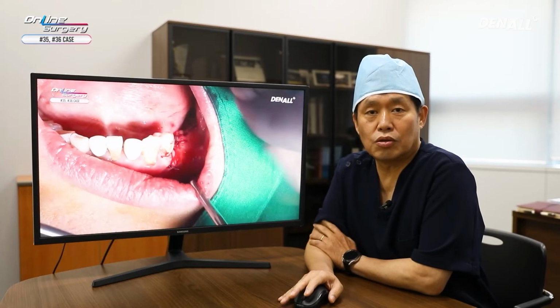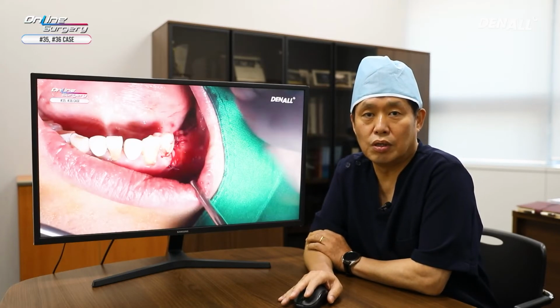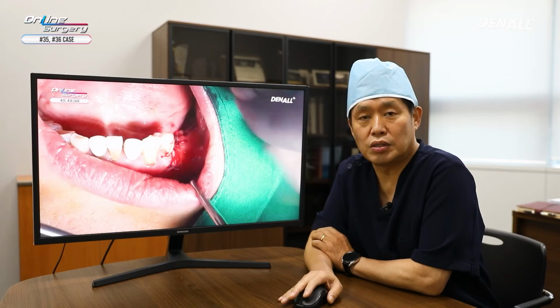In this case, I wanted to tell you that even if you use OneGuide, you don't just blindly do flapless surgery. If GBR is necessary, make incision and place the implant using OneGuide, connect cover screw, and on top you can use bovine bone for simple GBR. Two layers of collagen membrane were used and suture was done.